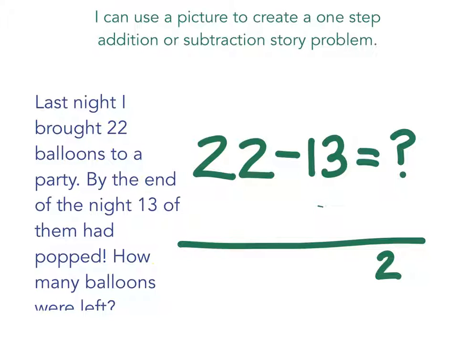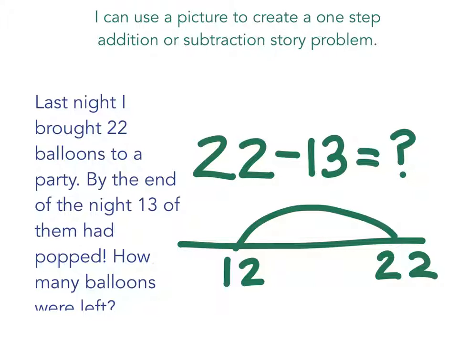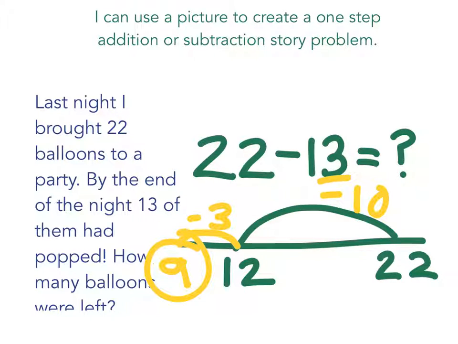I'm going to start at 22 and then I'm going to take away 13. But I think I'll start by just taking away a 10 first. So I know 22 minus 10 is 12. And I've only taken 10 away, so I know I still have 3 more to subtract. So then I'm going to do 12 minus 3. And I know 12 minus 2 is 10, so 12 minus 3 must be 9. So I believe that I had 9 balloons left at the end of the night.